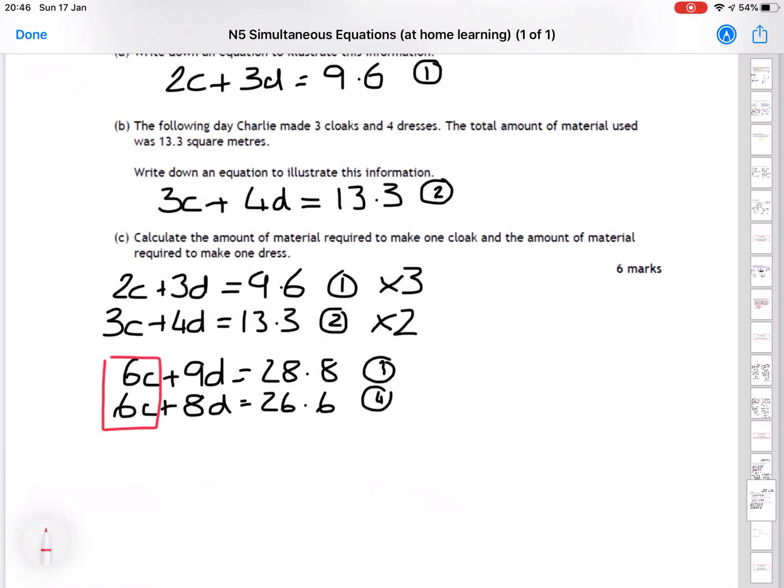So I'm just going to draw a little square around that. So we are going to be subtracting these because we have a positive 6C in both equations. So it's same sign, subtract. So we're going to be subtracting these.